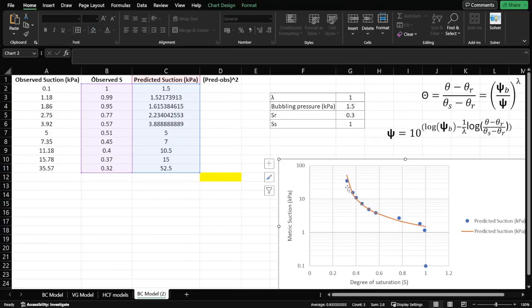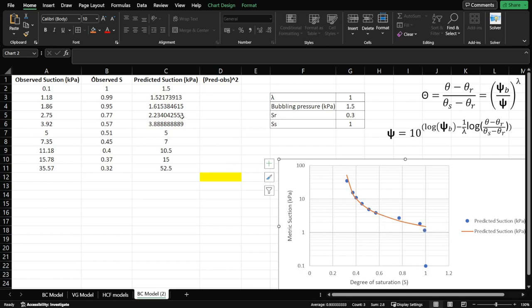Here you'll see that these points are indicating the observed values from the experiment. So x-axis is degree of saturation, y-axis is matrix suction. Then you'll again plot the values which you have obtained from the prediction model of Brooks and Corey. Then you'll see these predicted suction and observed values are the same, right? So this model, if you'll see now, it is fitting okay, but this is not the optimum model which we want, because we want to fit it to an optimum point.